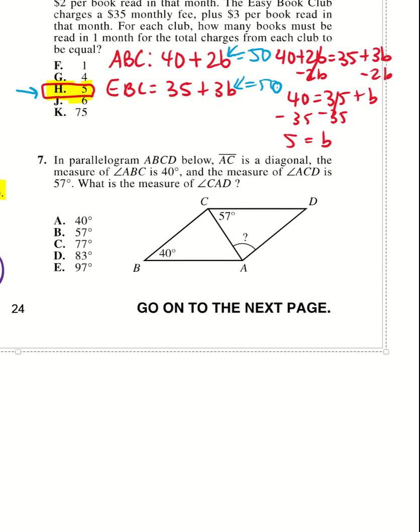All right, our last one on this page, parallelogram ABCD. AC is a diagonal, and ABC is 40 degrees. They labeled it for us, which is nice. That's a time saver. And angle ACD is 57. The one we are trying to find is this one right here. You might notice that missing angle is in a triangle with the 57 degrees. And as a reminder, all 3 angles in a triangle add up to exactly 180 every single time. In a parallelogram, the angles that are opposite each other are also congruent. So angle D is 40 degrees, just like angle B.